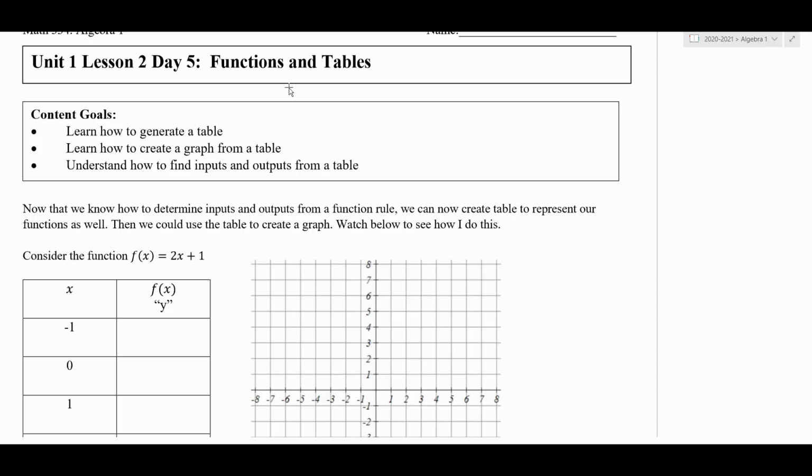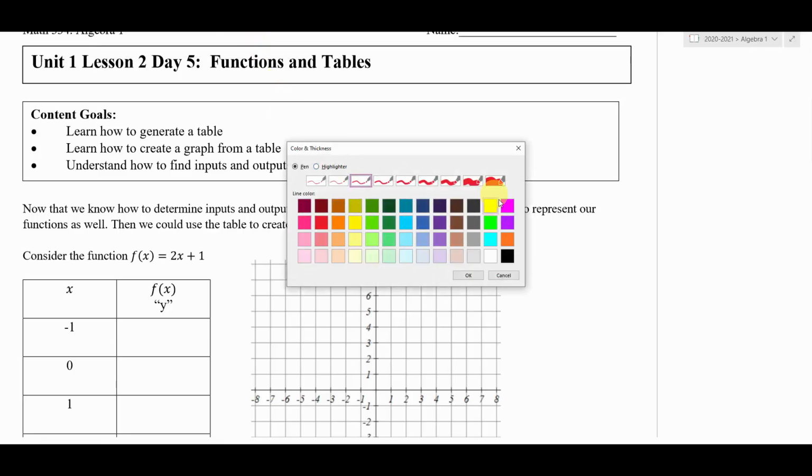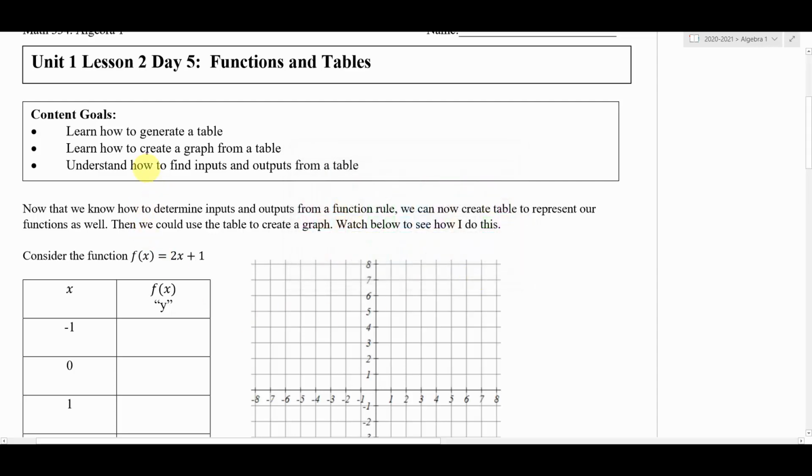Today we're going to be talking about functions and tables here. So we're going to be focusing on how to generate a table. Now that we know about these function rules, we can actually use those to help us generate a table, and we'll show you how to do that. Then we're also going to learn how to use that table to create a graph. And finally, we want to understand how to find inputs and outputs if we were just given a table.